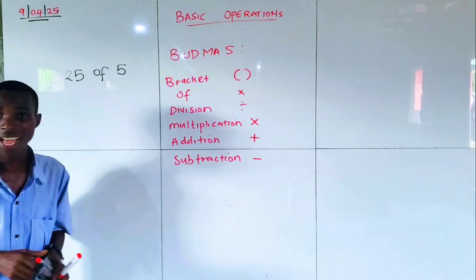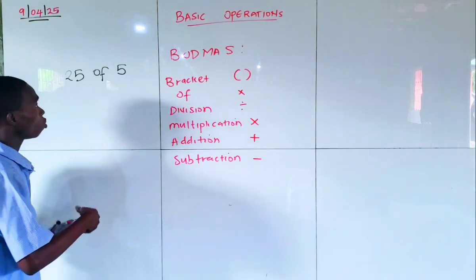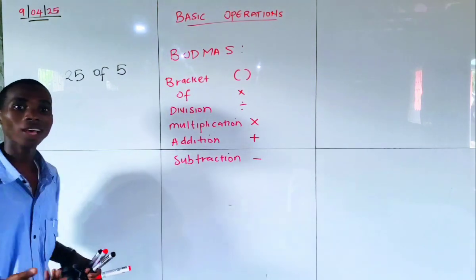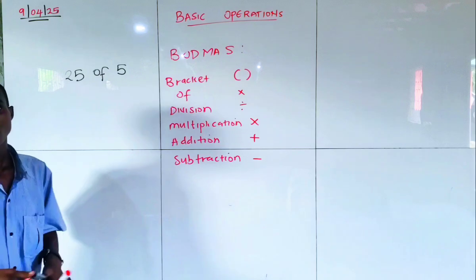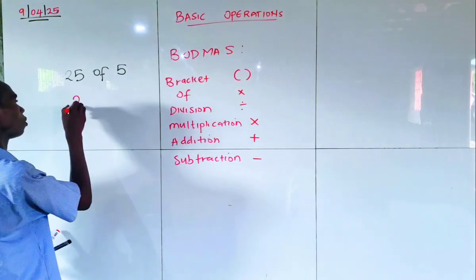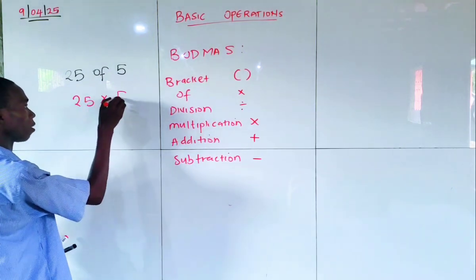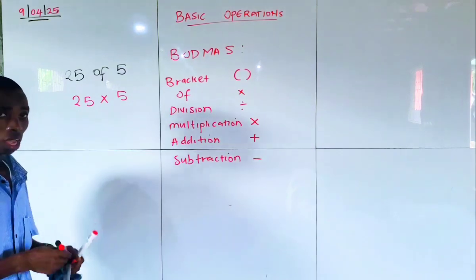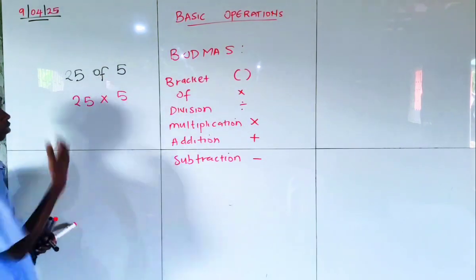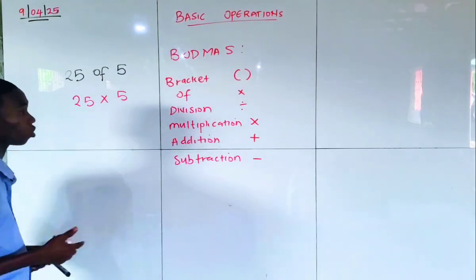This off means times. So if they're giving you 25 of 5, that means they are asking you to do what? To times 25 to 5. So now it will be 25 times 5. Are you seeing it? This off is still representing what? The time. So don't be confused.